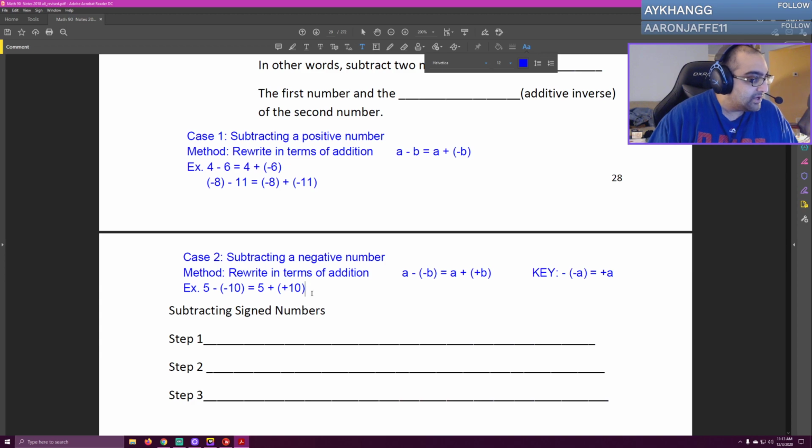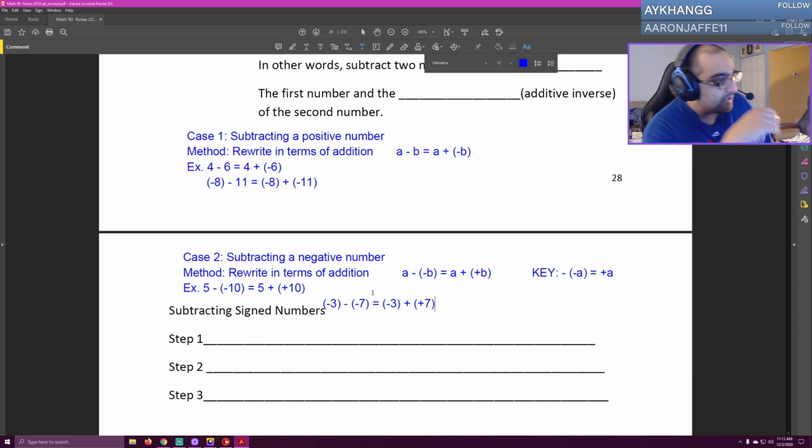So it works the same way with negative numbers. Say we have negative 3 minus negative 7, as a quick example. If I have negative 3 minus a negative 7, then that can be rewritten as negative 3 plus positive 7. And then you can see what to do from there.